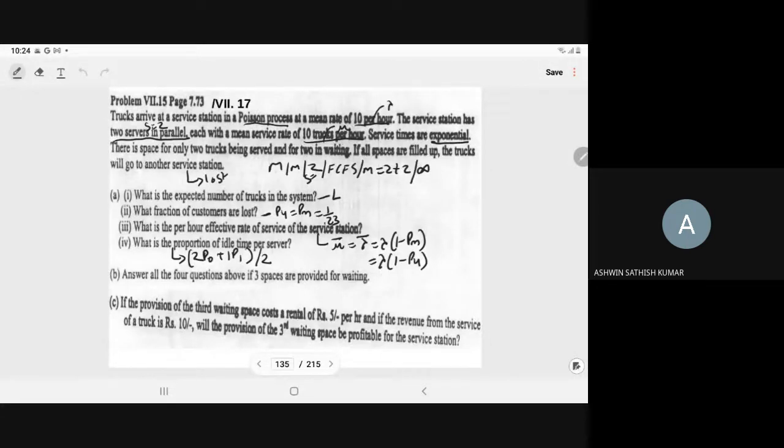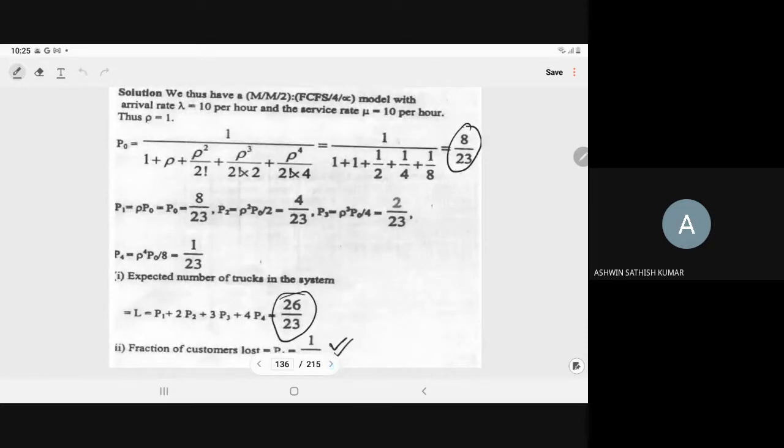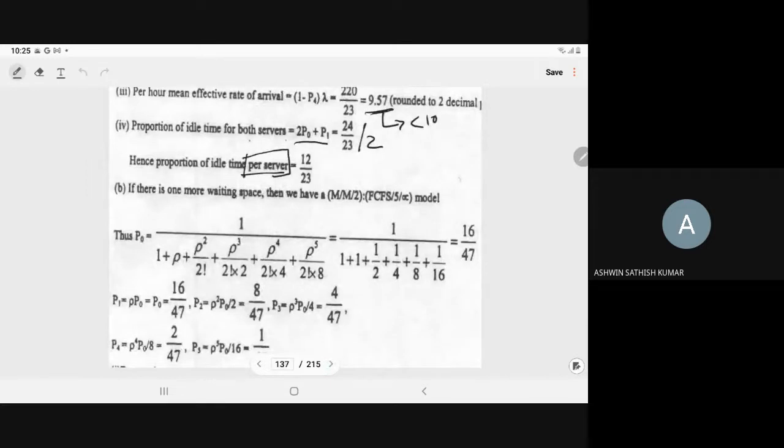Now answer all four questions above if we have three spaces provided for waiting. In that case it will become M/M/2/FCFS/m/infinity, where m is equal to 2 in service plus 3 in waiting, so m is equal to 5. You have to repeat the complete question by considering m is equal to 5. I am not repeating, you can do it yourself.